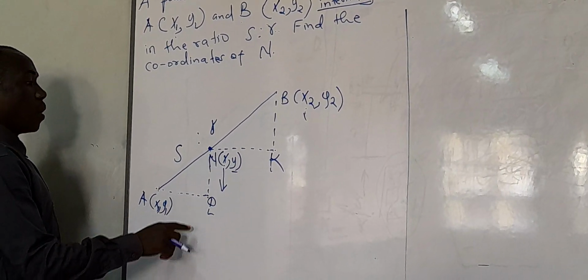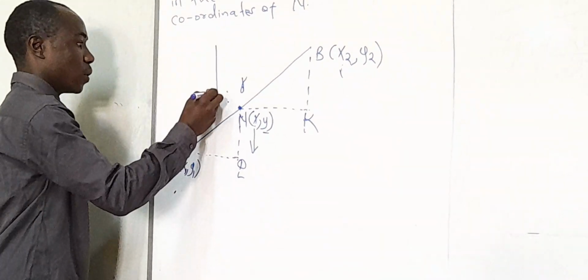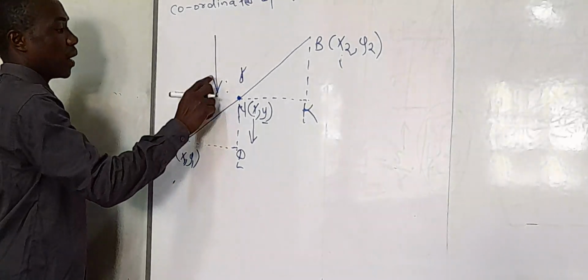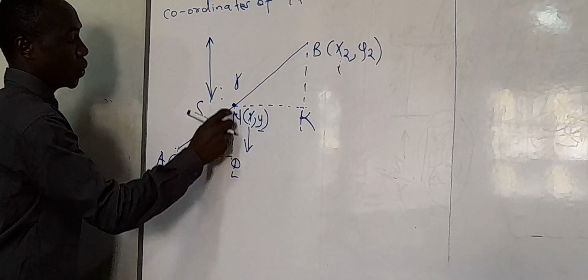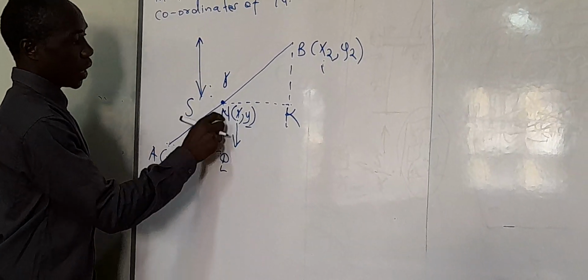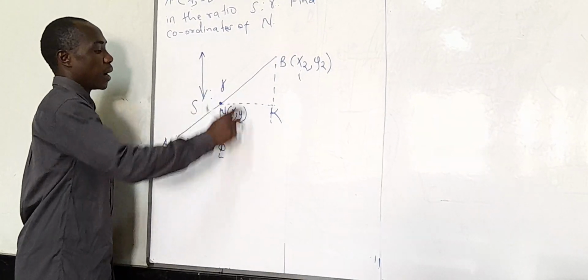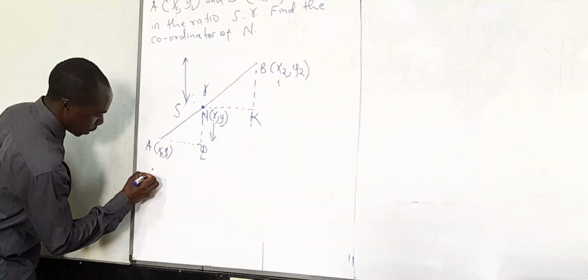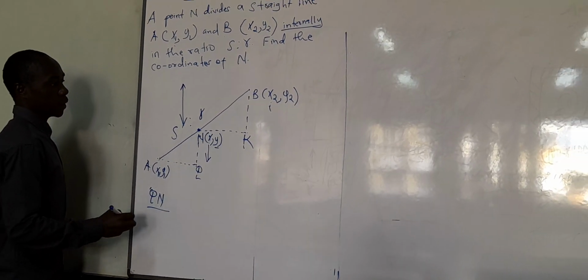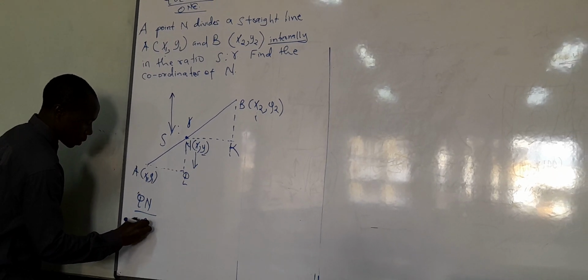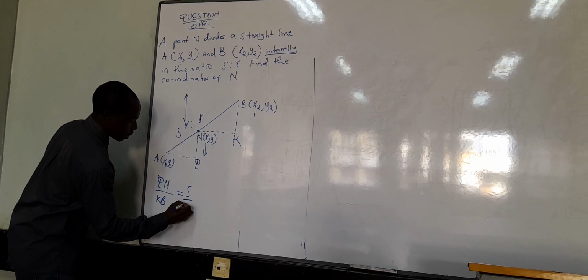Now the coordinate y is always along the vertical axis. This is the vertical axis. So if you move from Q to N, it's like you're moving upward from Q to N. The ratio from QN divided by KB should be equal to S divided by R. So what is QN? QN divided by KB should be equal to S over R.